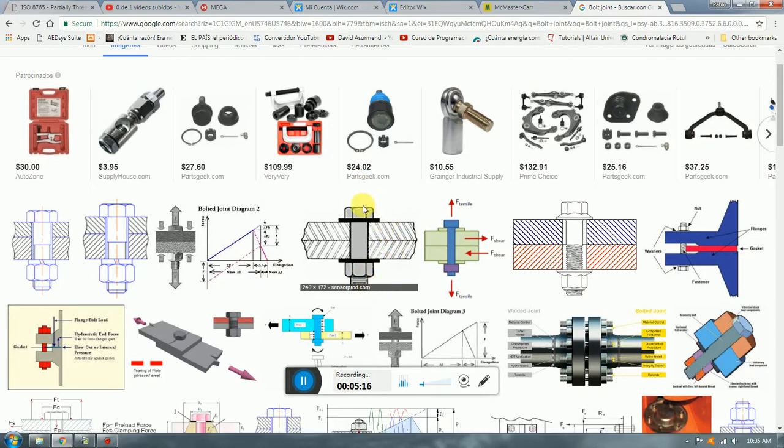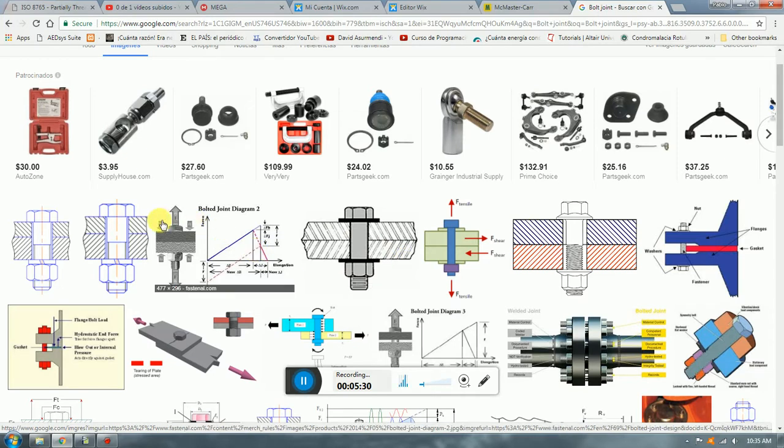Well, these ones are going to be the bolt. These elements are called a bolt group. Okay, and they are the bolt, which is this one, the nut, and then washers. This is mainly always the same, as you can see in the different bolt joints.